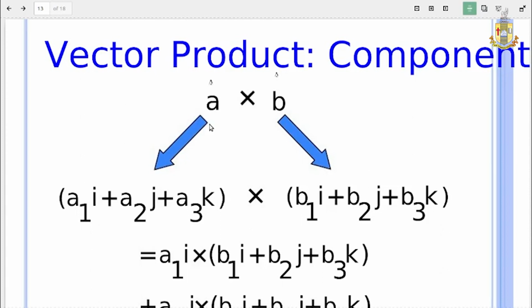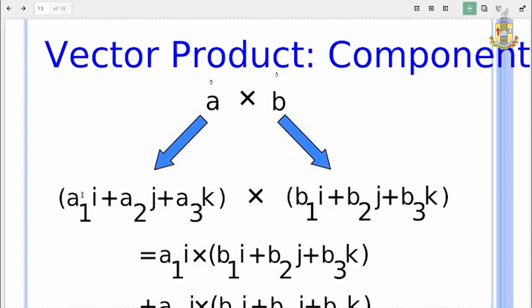So the components of vector A are A1 i vector plus A2 j vector plus A3 k vector, with the directions written out. And the components of vector B I am going to write as B1 i vector plus B2 j vector plus B3 k vector. So we are going to take the cross product of these two vectors, A vector and B vector. First I am going to take it with the i vector.